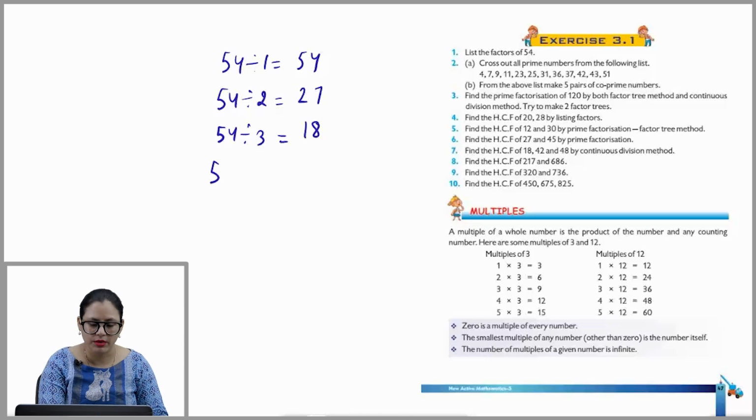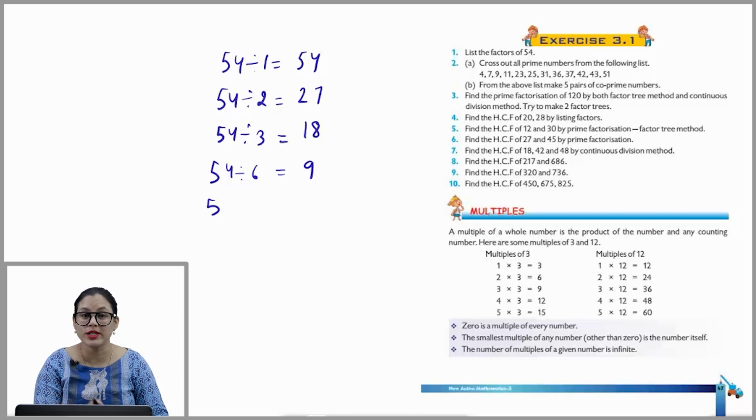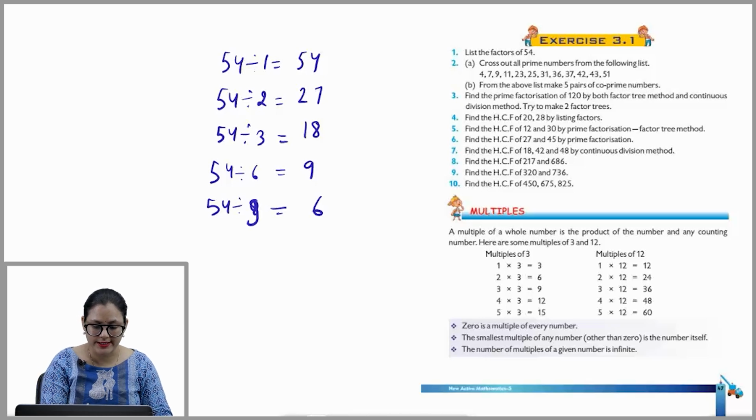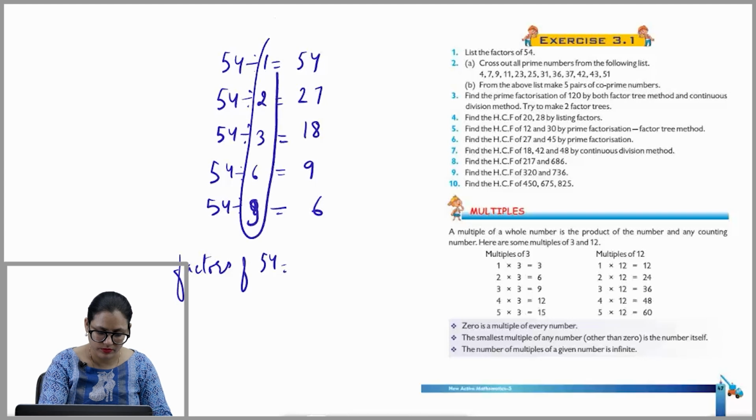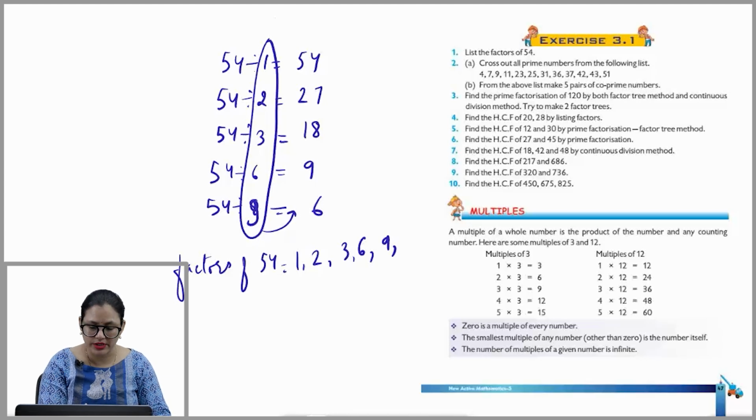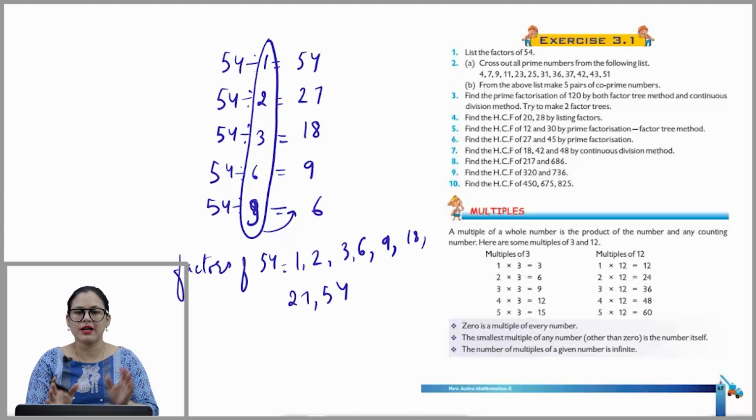Now we'll skip these two numbers and we'll divide by 6, which is equal to 9. Then we'll skip 7 and 8 as well, because these two numbers also cannot divide 54 completely. Now we will divide it with 9. So we'll get 6. Now factors of 54. First we will come down: 1, 2, 3, 6, 9, comma, then you will go up, 6 and 9 we have written already, then 18, then 27, and then 54. So these are the factors of 54.